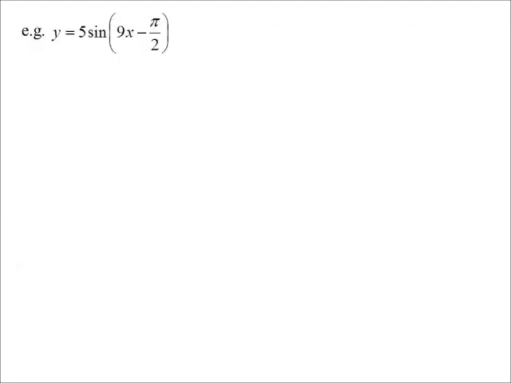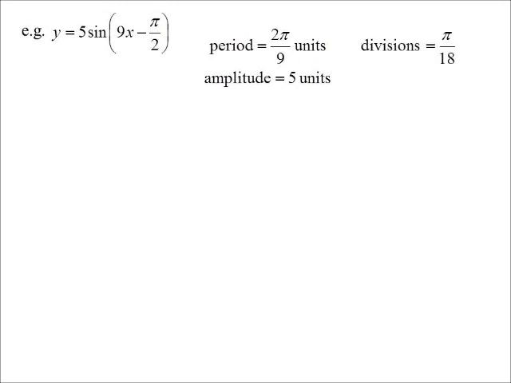So let's go crazy. We're going to draw 5 sine 9x minus pi on 2. So the period would be 2 pi on 9. I know the amplitude will be 5. And I'll just work out my divisions. It'll be every pi on 18 I'm going to mark off. And our curve is shifted pi on 18 to the right.